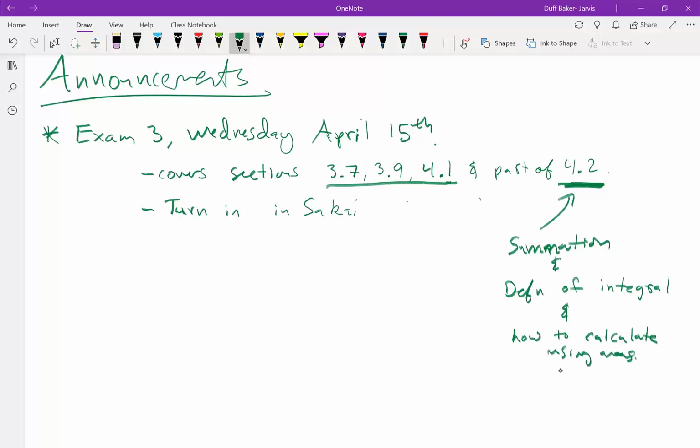And the format of the exam will be very similar to exam 2. So I'll send it out at the usual class time. You'll have 2 hours to do it. And then it'll be due in Sakai, just like we turned our quiz in. Okay. So any questions on how the exam will work, or any other questions in general? No? Well, then let's jump right in.